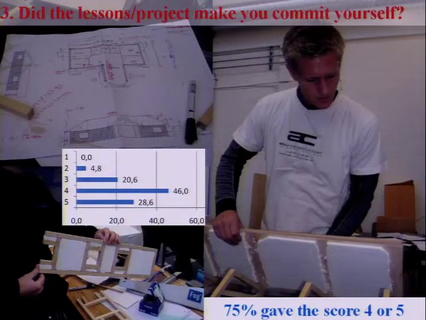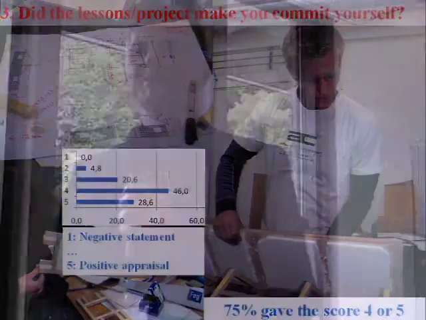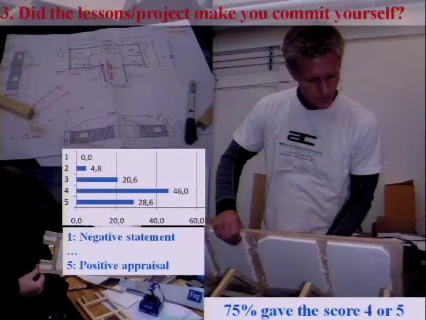Some of the questions we have, like 4 and 5 is the highest score. 1 is a negative statement, 5 is positive. And as you can see, probably all of you are familiar with getting responses from your courses, and you're not always too happy when you see it, and sometimes it's not so nice to see. But you see in this case that we actually get very good feedback for the course, since 75% actually gave the highest score, 4 and 5, which is very satisfying.